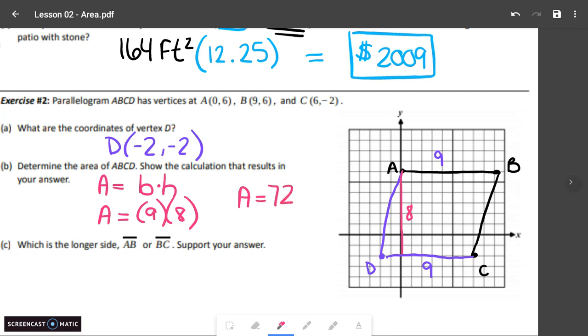Now, there was no units mentioned. If you want to do units squared, you can because it's area, but you don't even have to include that. 72 would be fine here because there's no mention of units.